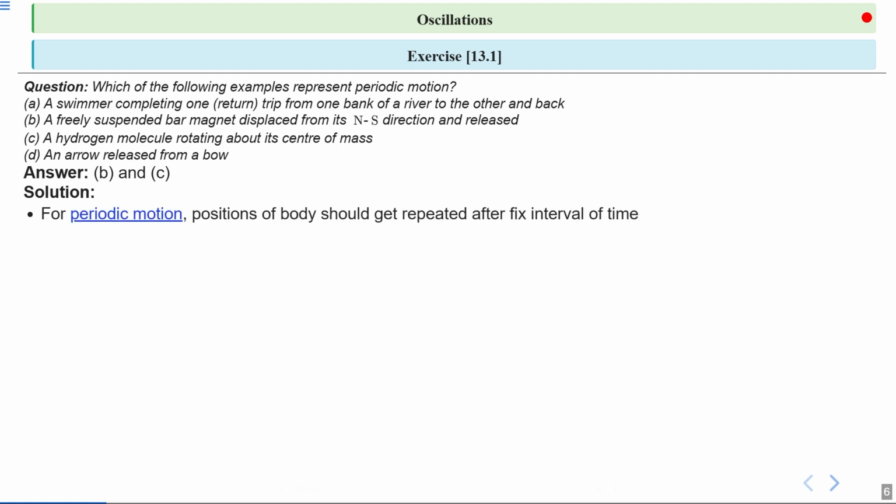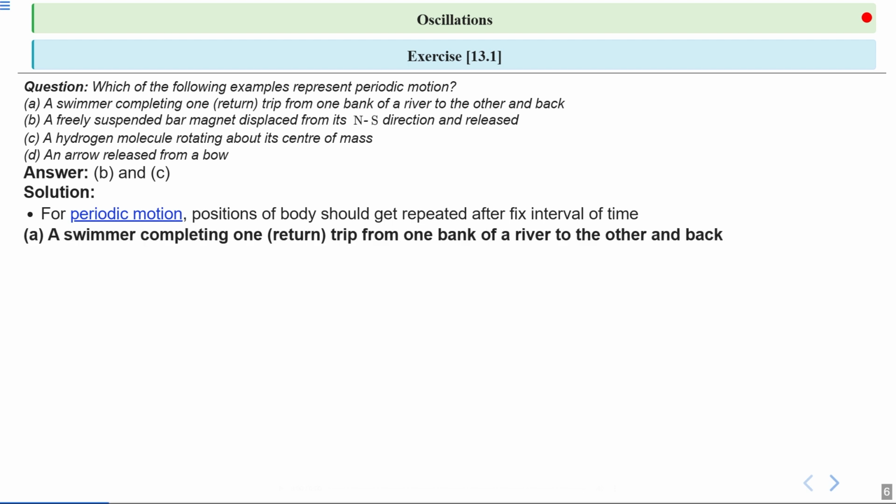To understand periodic motion, remember the object's position must repeat after a fixed amount of time. That means every cycle takes the same amount of time, like the ticking of a clock or the swinging of a pendulum. First, let's look at example A. A swimmer completing one return trip from one bank of a river to the other and back.